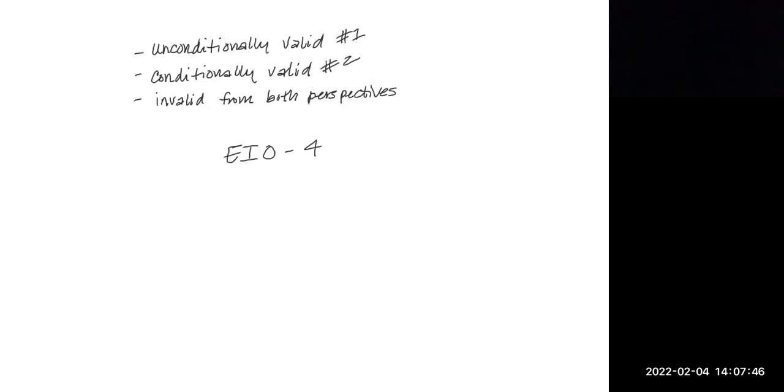So if you've got EIO4 and you look on the unconditionally valid forms chart first, you'll actually see that it's listed, that particular mood is listed under figures 1, 2, 3, and 4. If you look at it under 4, it will be there. Therefore, this is unconditionally valid.